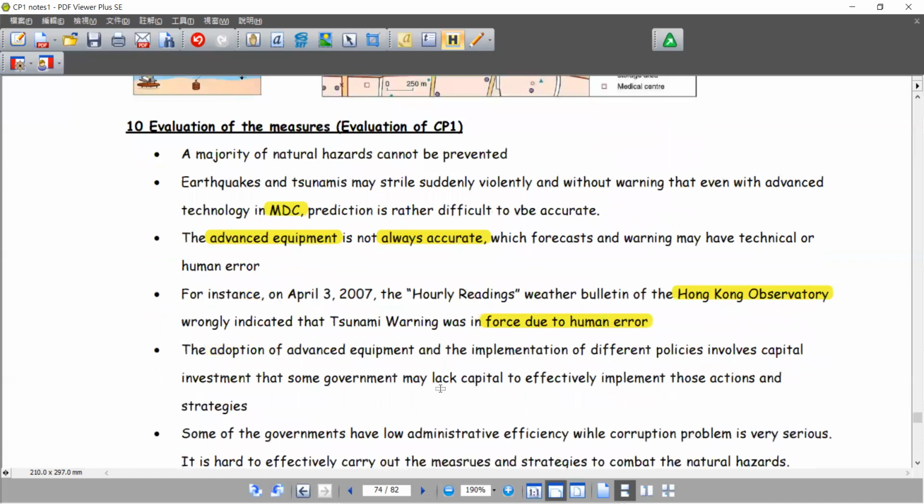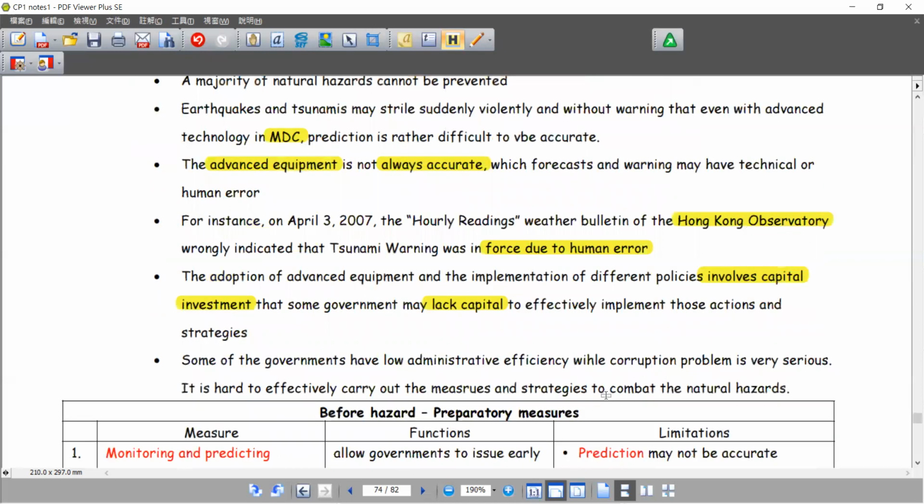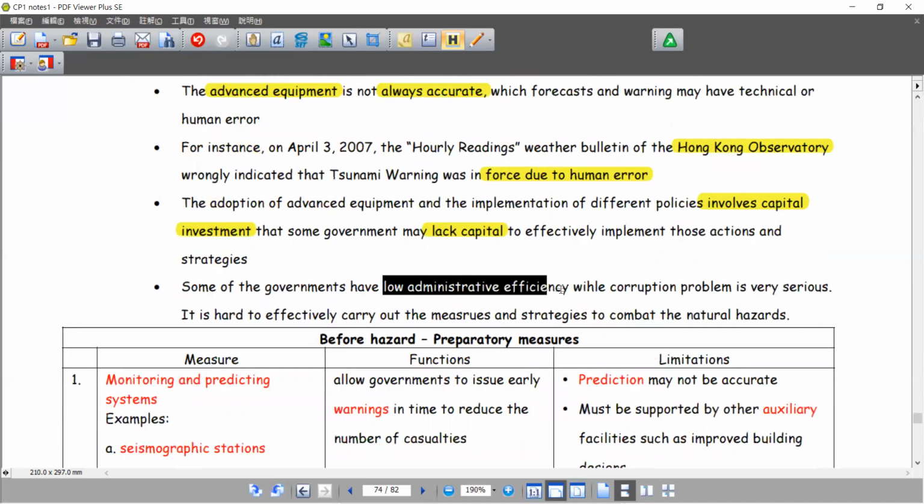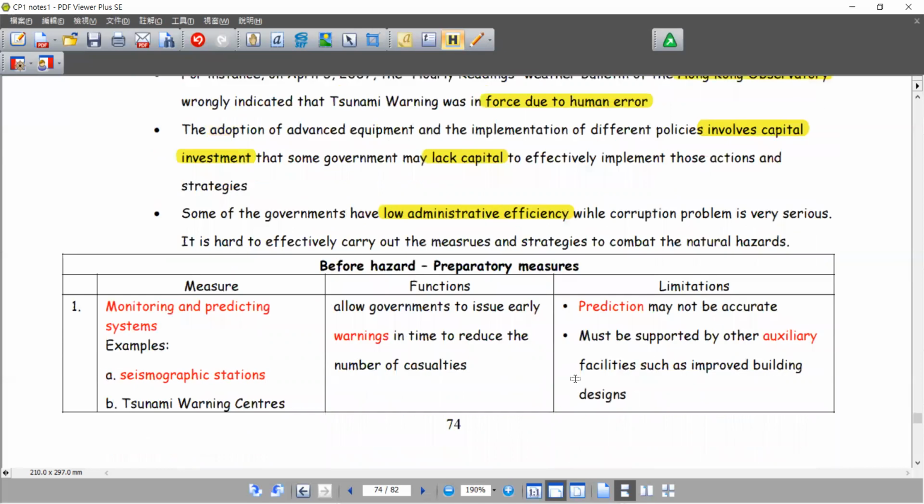Then it also involves capital, as I said before. Some governments may lack capital, or they are not very prosperous in terms of their budget, so they cannot really adopt these things easily. And maybe they have low administrative efficiency. So these are the different evaluations and also the limitations.